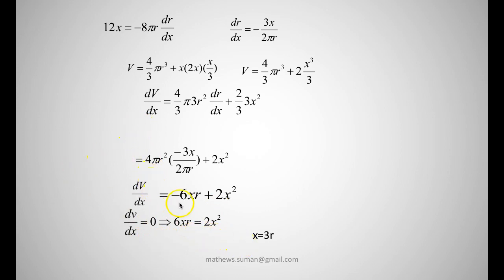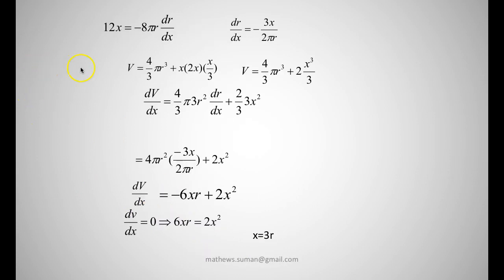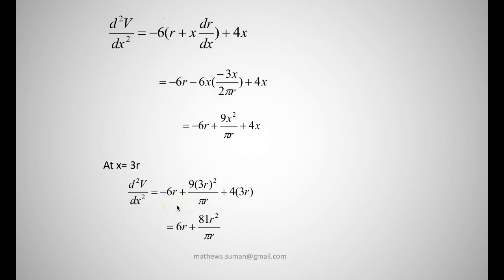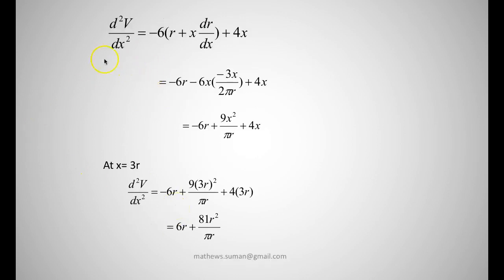Now this is your dV by dx. Calculating d2V by dx squared, this would be minus 6. Apply the product rule here. So you get x into dr by dx plus r into dx by dx, which is 1, so plus 4x. Opening the bracket, you get minus 6x dr by dx minus 6r plus 4x.